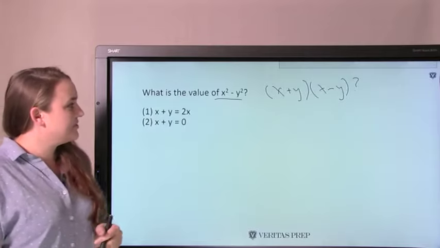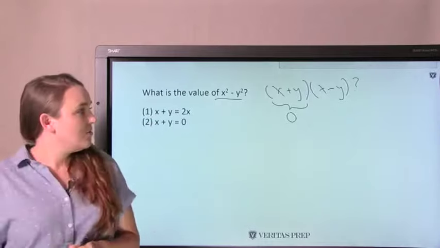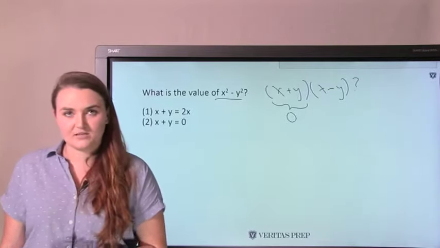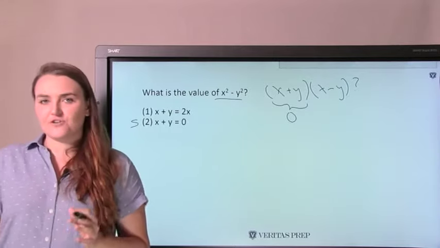If x plus y equals 0 and I plug 0 into my first parenthetical, well then I know the product as a whole is 0. I can answer the question that's being asked. I know this is sufficient. Statement 1 was a little more challenging for a couple of you.